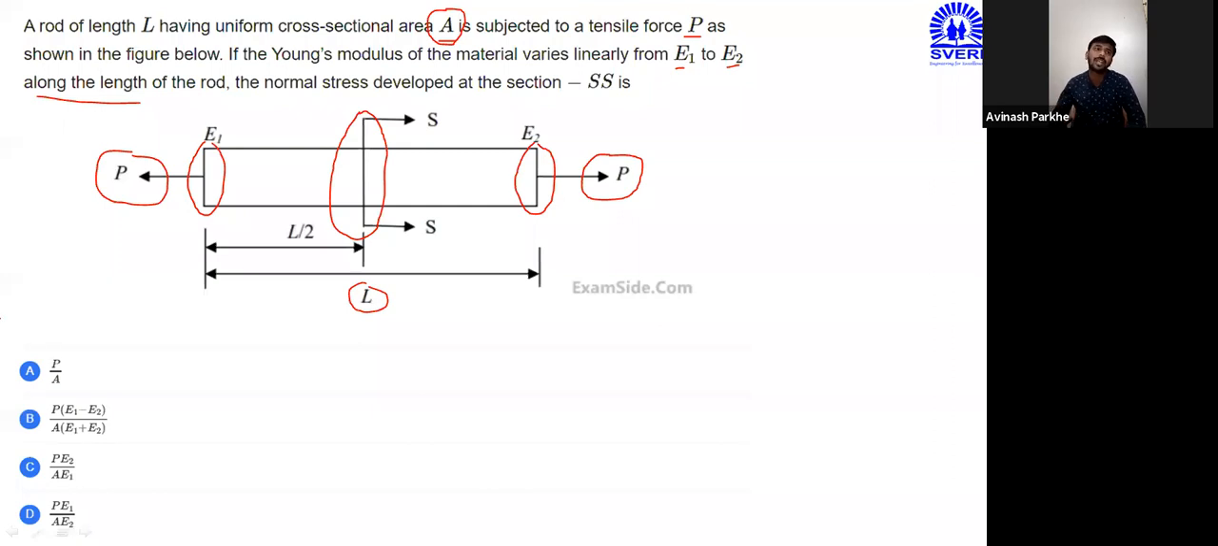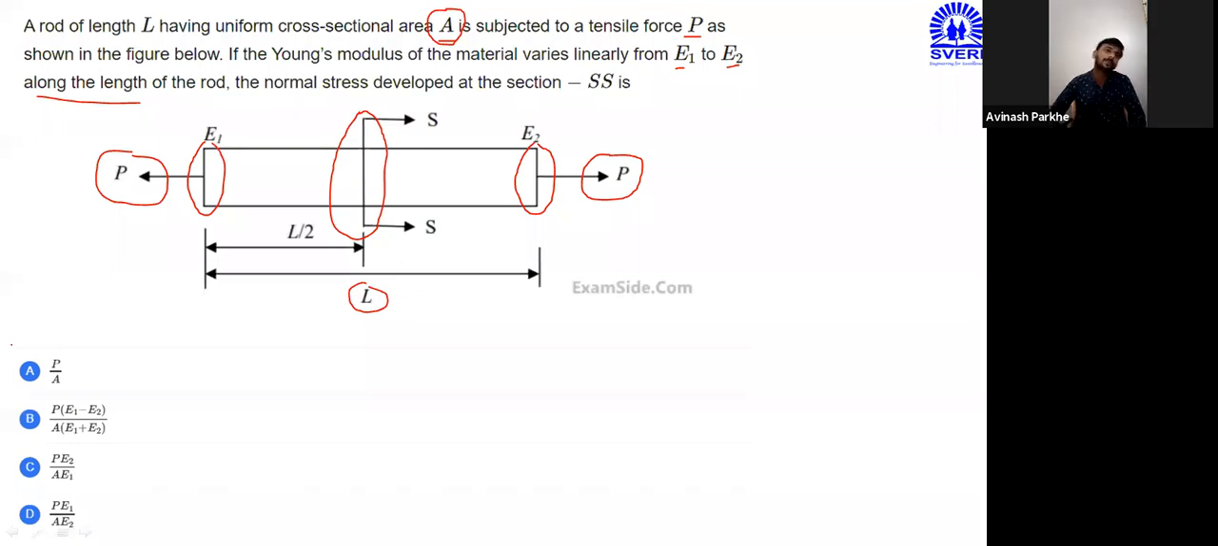So the 4 options are given. The first option is given in the form of P upon A. Second option, P into (E1 minus E2) divided by A into (E1 plus E2). Third option, P into E2 divided by A into E1. Fourth option, P into E1 divided by A into E2. So these are the 4 options given. Out of that 4 options, we have to choose the correct option.